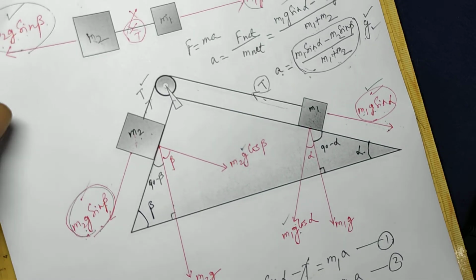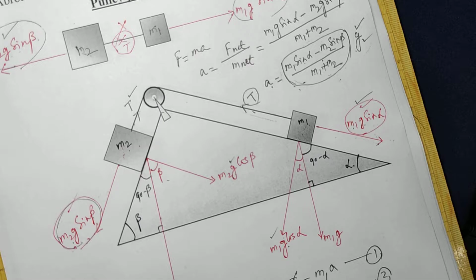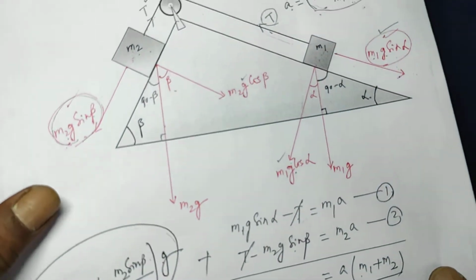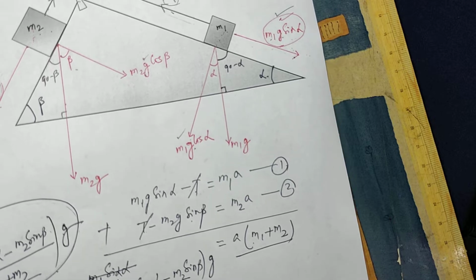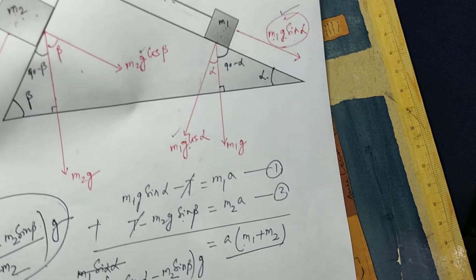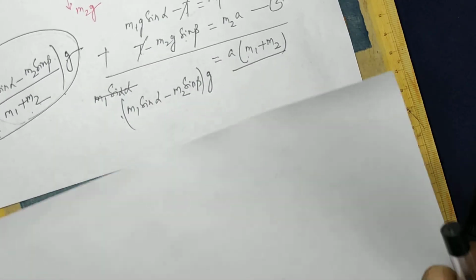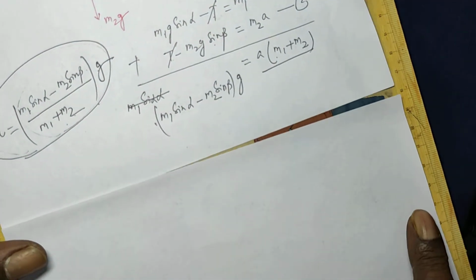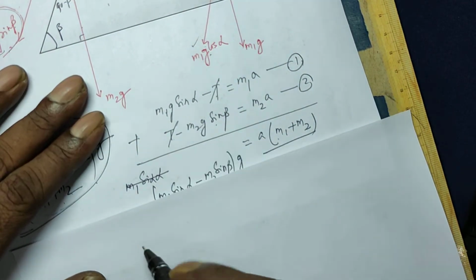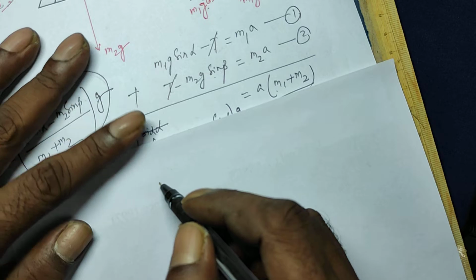Now to find the tension, let me take a different paper. To find the tension, I have to put this value of acceleration in either equation 1 or equation 2. So let me put it in equation 1. So this is your equation 1. Let me rewrite it.